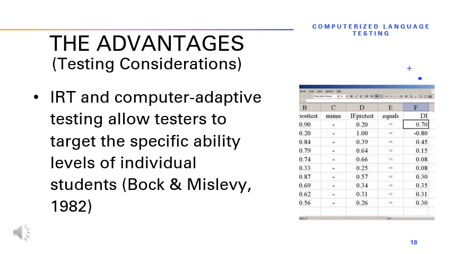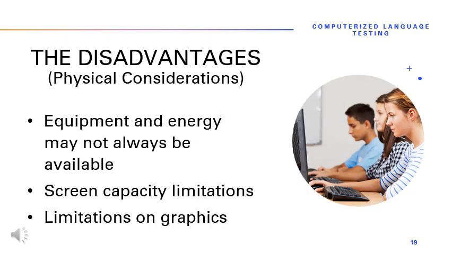Now, on the downside of using computers for language testing in connection with physical considerations, the first main concern is the availability of the equipment and the energy that is needed to power the said equipment, especially in those places or institutions that are less advantaged, or let's say less blessed. Second is the screen capacity limitations and limitations on graphics.